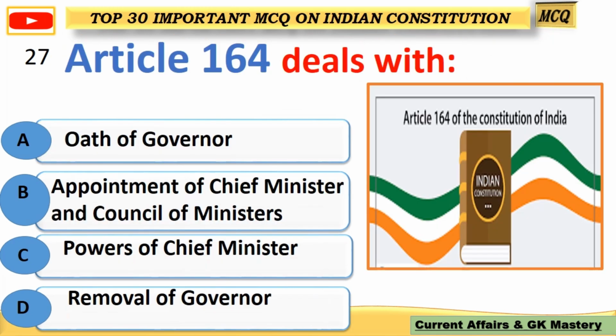Next, Article 164 deals with A. Oath of Governor. B. Appointment of Chief Minister and Council of Ministers. C. Powers of Chief Minister. D. Removal of Governor. The correct answer is B. Appointment of Chief Minister and Council of Ministers.